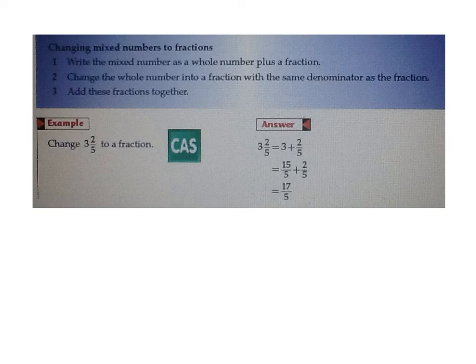You've split them. 3 2/5 becomes 3 plus 2/5. 3 becomes 15 over 5 plus 2/5. You add the numerators together. You don't change the denominators. 17 over 5. So 3 2/5 is 17 over 5. This is obviously a case where you do not simplify the fraction because you've been asked in the question to present it as a mixed number. So you don't simplify here, otherwise it will take you right back to 3 2/5.